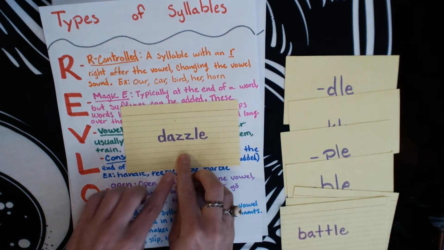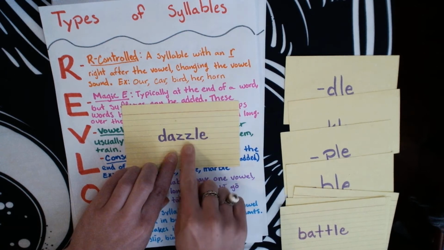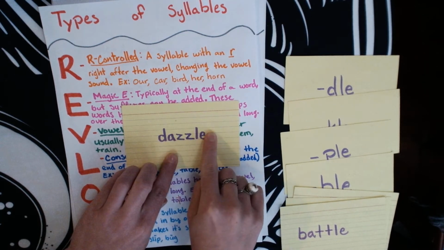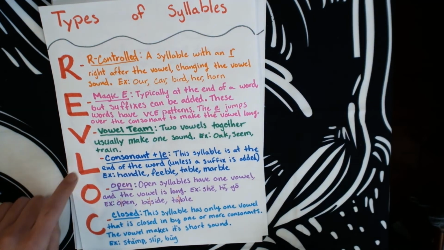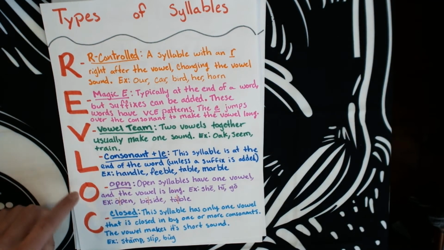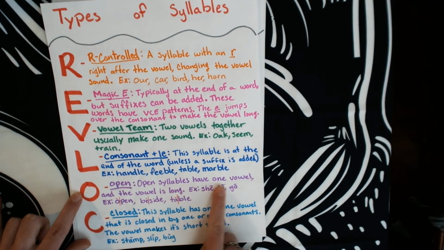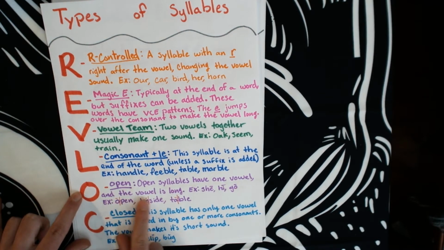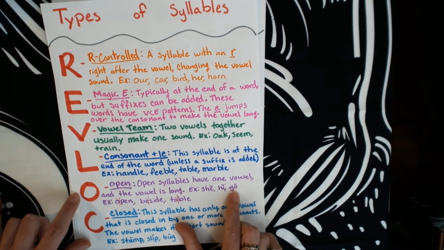So when we see that consonant LE at the end of the word, we know that that is a syllable of its own. Dazzle, 2-syllable word. So after our consonant LE syllable type, we have O in REVLOC for our open syllables. So the examples for single syllable open words are she, he, and go, for example.